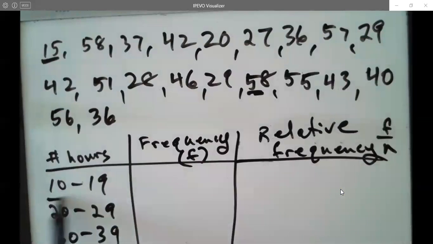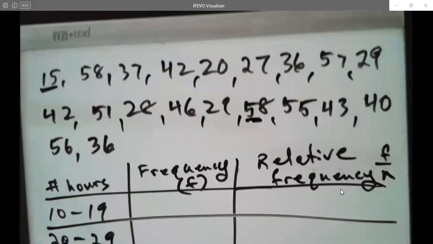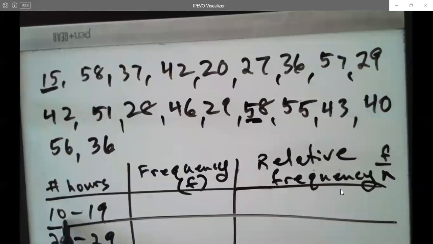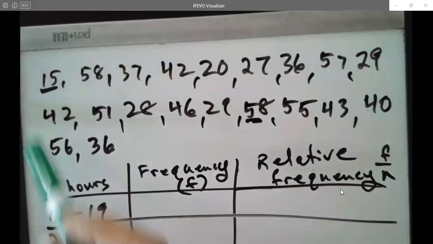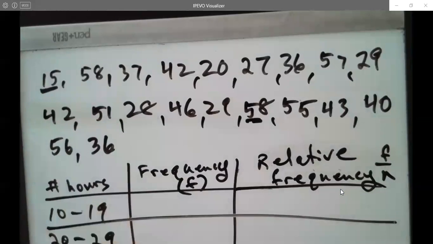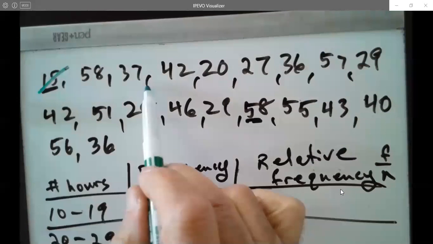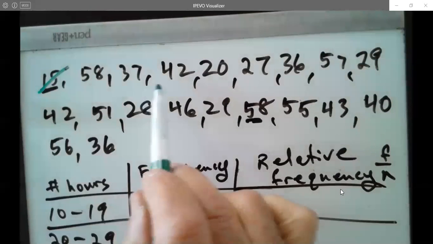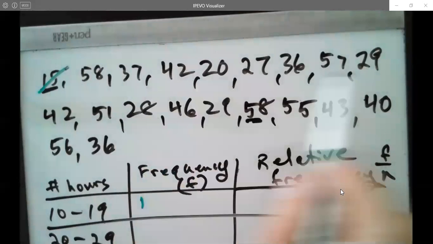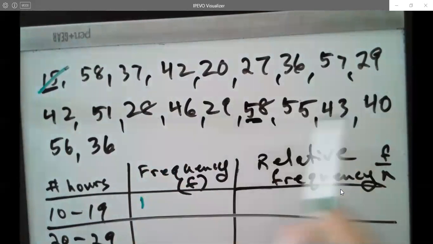Okay, so we tally all the ones that are between 10 and 19. 15 is between 10 and 19, so we'll cross that out. That's 1. Basically we're looking for everything that's in the teens, so we only get 1 there.